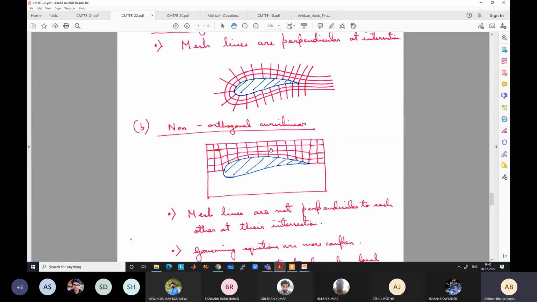So this is a structured grid. Each has 4 neighboring points also. It is a structured grid. However, the lines here are not perpendicular. It's clear that this line is not perpendicular to this vertical line. This line is not perpendicular to this line. These lines are not perpendicular. If it was perpendicular, this vertical line, instead of being vertical, would have curved like this. Because it is not curved like this, it is not perpendicular, it's clear.